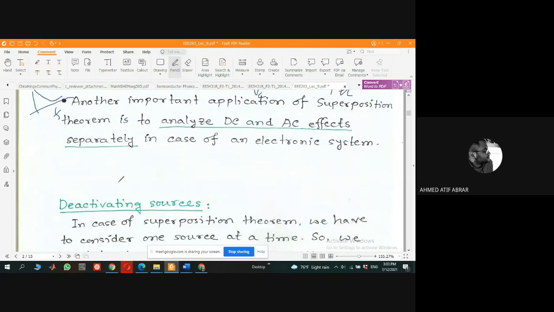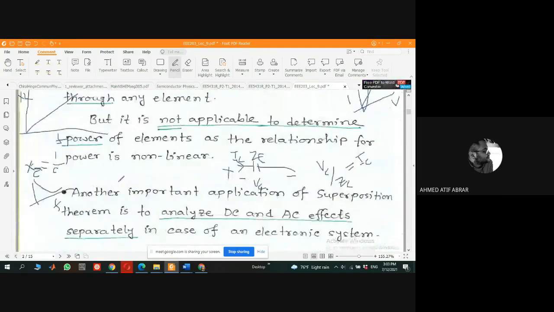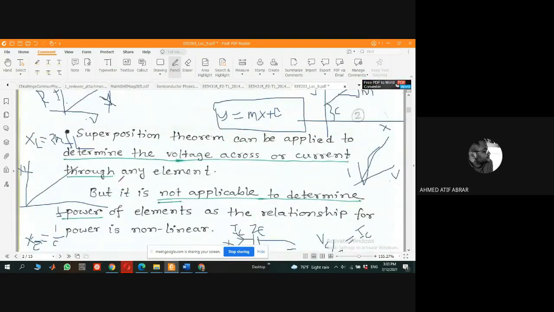Is it only related to the reactances and not the capacitance or inductance?